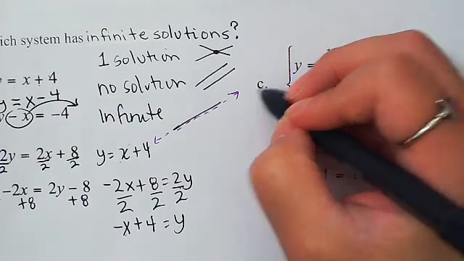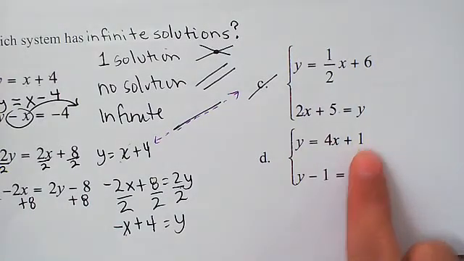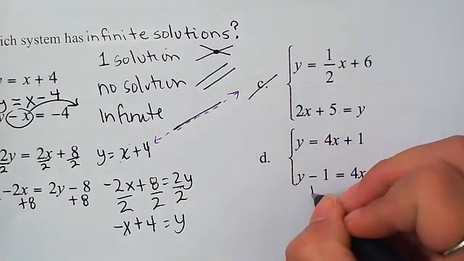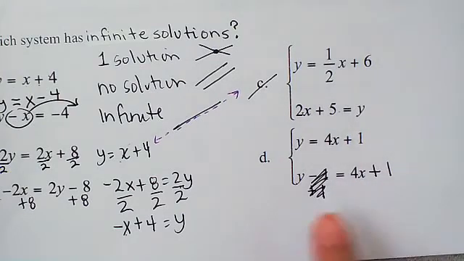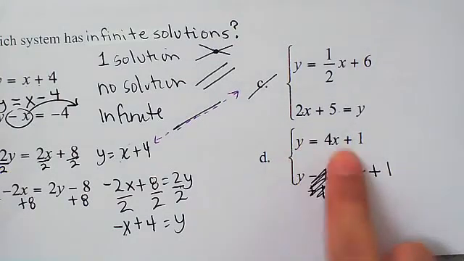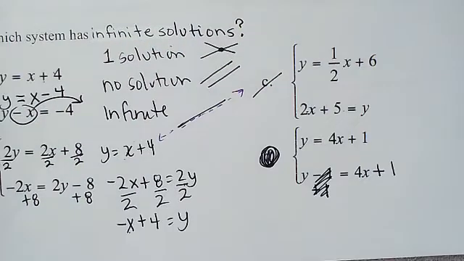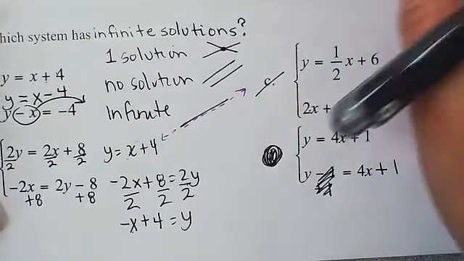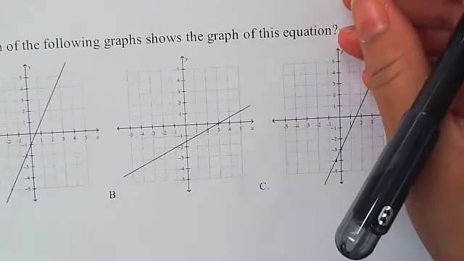These actually would have one solution, okay, because they're going to cross each other. So I'm thinking that this is the answer. Y equals 4x plus 1. If you solve this for y, wouldn't you get the same thing? Because all we got to do is add a 1, and that's going to cancel. Y equals 4x plus 1. There you go. Same line. So that's the one that's going to have infinite solutions. Okay.